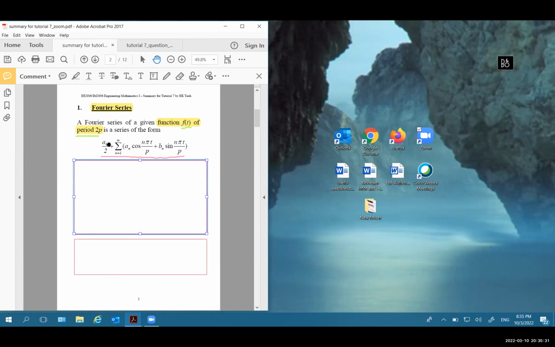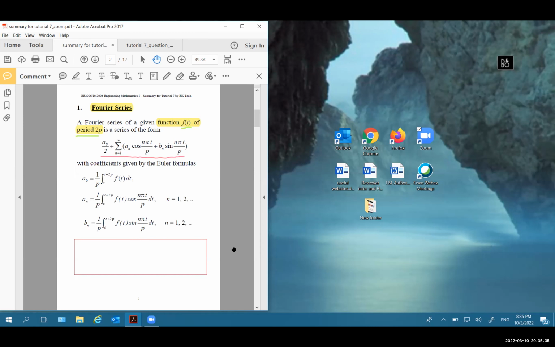Now, all these a0, an, bn are called Fourier coefficients, and these are the formulas. Of course, inside the formula, you can also see the p. You see n pi t divided by p. So all this p here is also the same p as in the period 2p. It's the same p. So this is the formula.